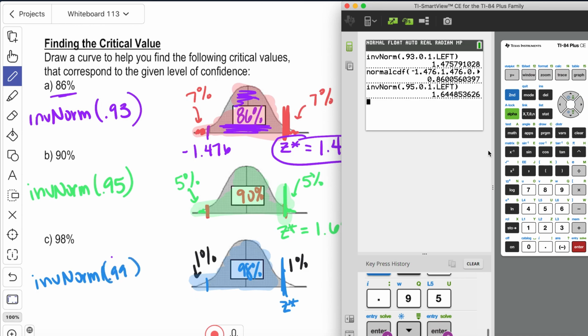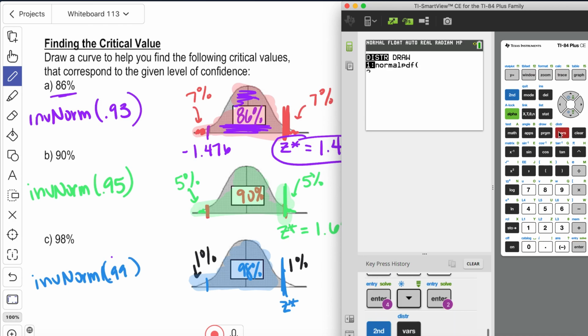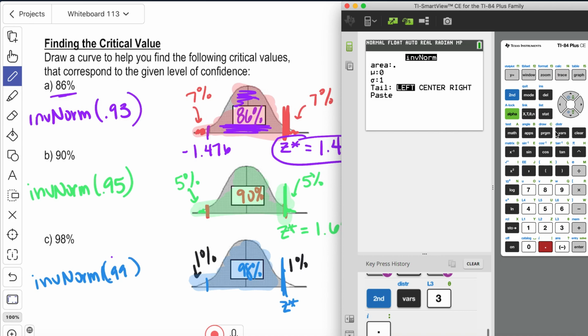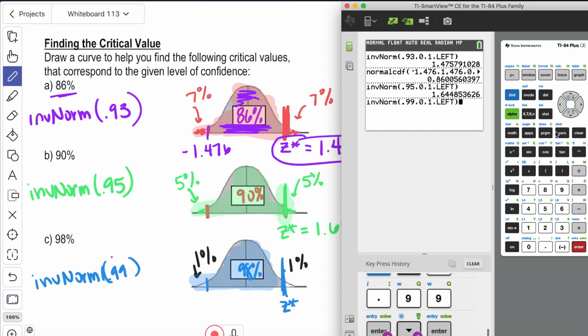And so in the calculator again, I go second, vars, number 3, inverse norm, and I type 0.99. Leave the mean at 0, standard deviation at 1. We're in the left tail still. Paste this, and I get a value of z-star equal to 2.326.